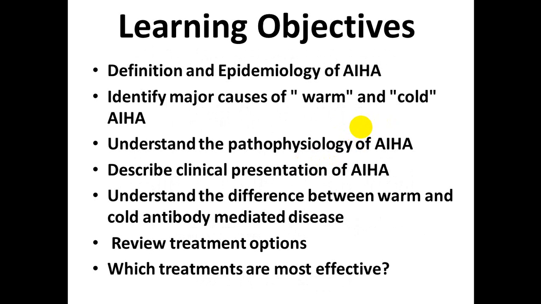Objectives. At the end of this lecture, the student should be able to define autoimmune hemolytic anemia, identify major causes of warm and cold autoimmune hemolytic anemia, understand the pathophysiology of autoimmune hemolytic anemia, describe the clinical presentation of autoimmune hemolytic anemia, understand the difference between warm and cold antibody-mediated disease, and have an idea about the treatment options for autoimmune hemolytic anemia.